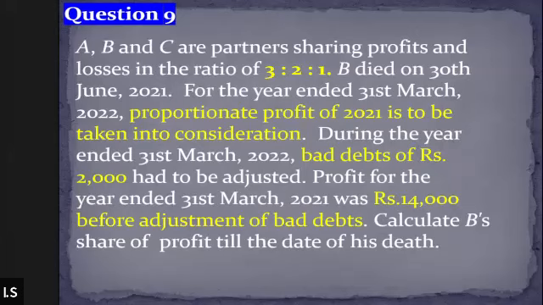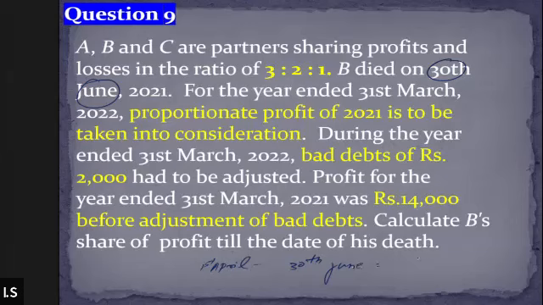Sir, what does proportionate profit mean? Proportionate profit means that we need to find out B's share of profit for the proportionate period only, that is, for the period for which B actually served the firm. See, B died on 30th of June. So before dying, he must have actively participated in the activities of the firm, assuming from 1st of April till the 30th of June, right?